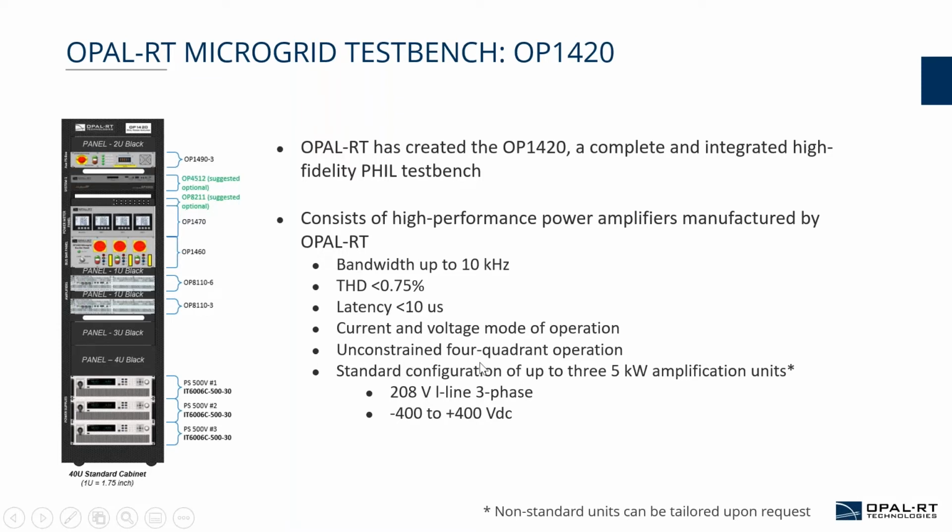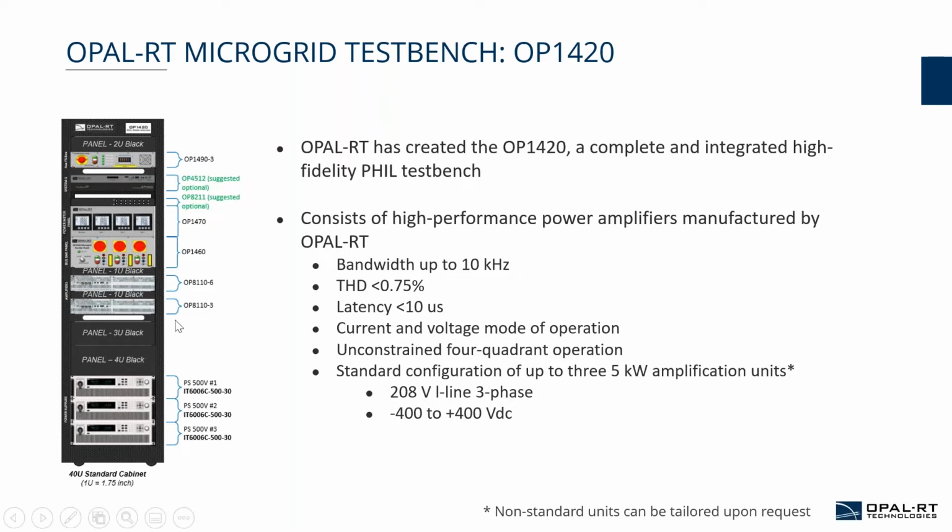We have unconstrained 4-quadrant operation, which essentially means that if you procure a 5 kilowatt power amplification unit in the form of an OP-1420 test bench, you would be able to do 5 kilowatt of sourcing and 5 kilowatt of sinking, which is unconstrained 4-quadrant operation.